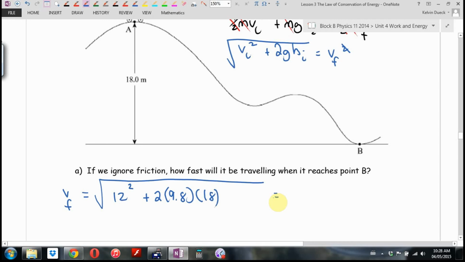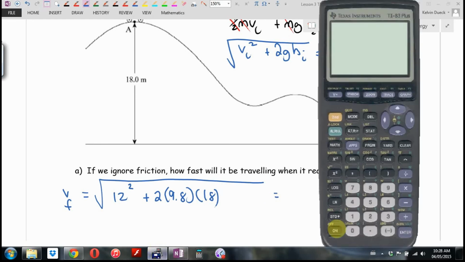If we're designing this roller coaster, how fast will it be going at the bottom of the hill? Probably want to make sure you can do this on your calculator. I'm going to type everything in the square root first, press equals, and then square root answer. So I'm going to go 12, hit my squared button, plus 2 times 9.8 times 18 equals, and then I'll go square root answer button. 22.3 meters per second, is that right? Okay.